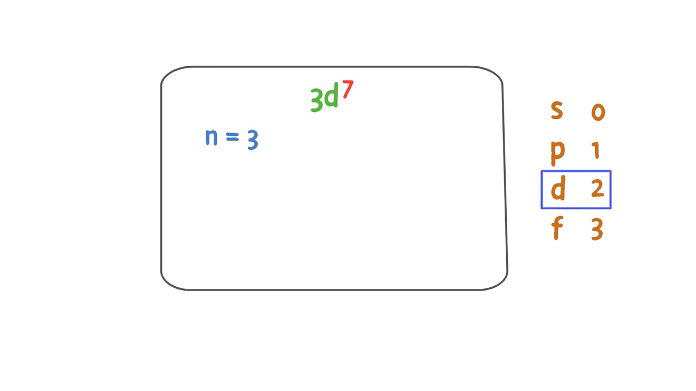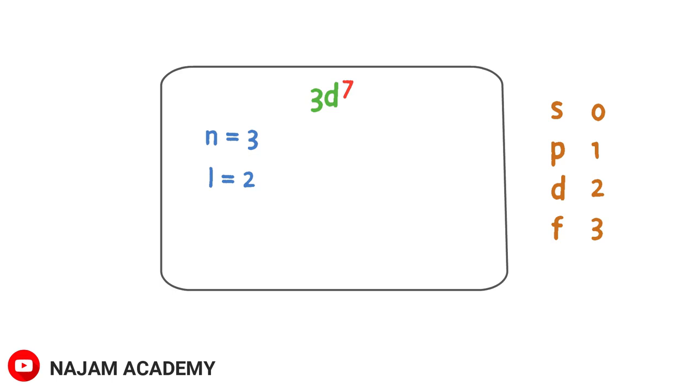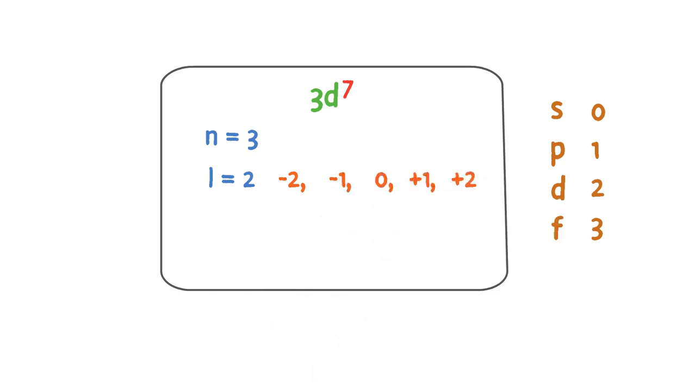The second example is 3D having 7 electrons. We know that here n is equal to 3. The value of D is 2, so L is equal to 2. The possible orbitals of D go from -2 to +2. -2, -1, 0, 1 and 2.